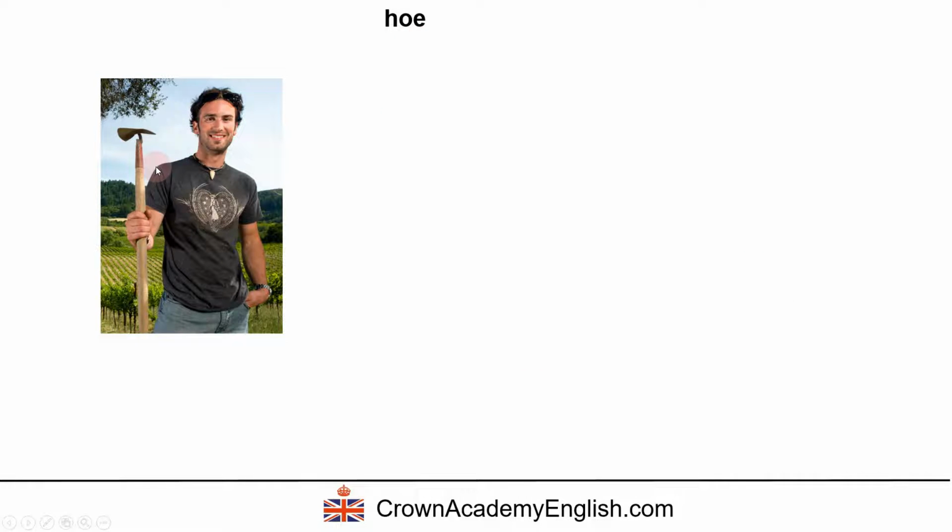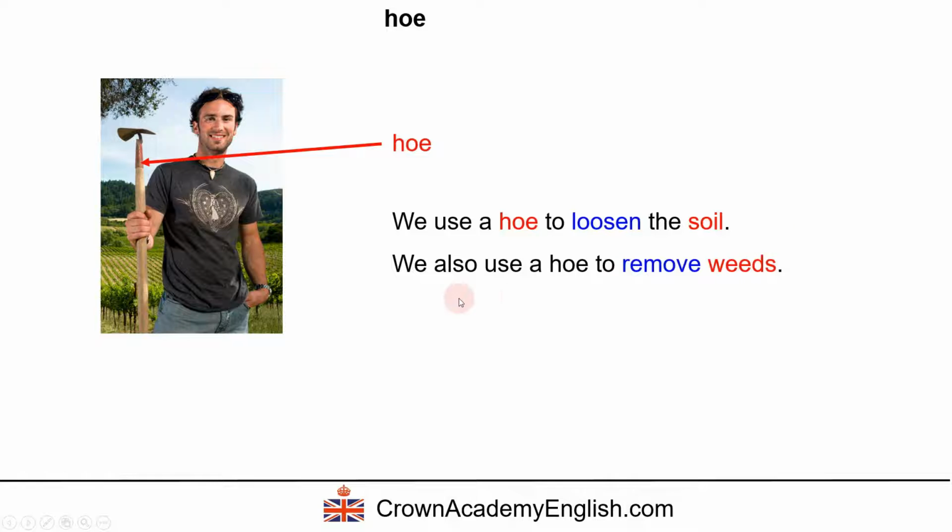A hoe. So this tool here, this is a hoe. And we use a hoe to loosen the soil. To loosen the soil. We also use a hoe to remove weeds. Okay, remember this word, weeds. We could also say we use a hoe to weed the garden. To weed the garden.